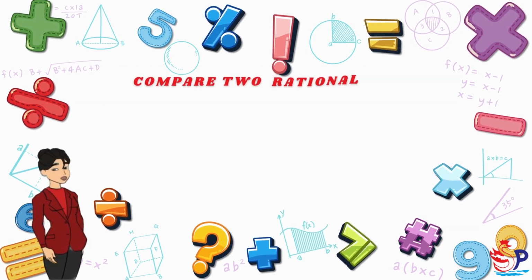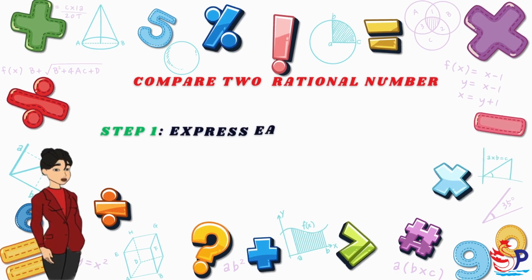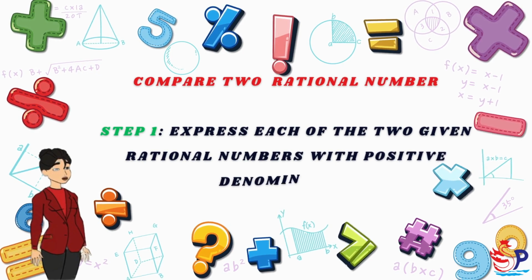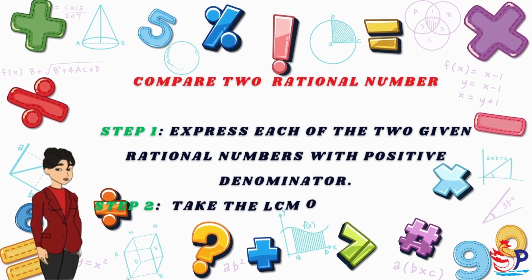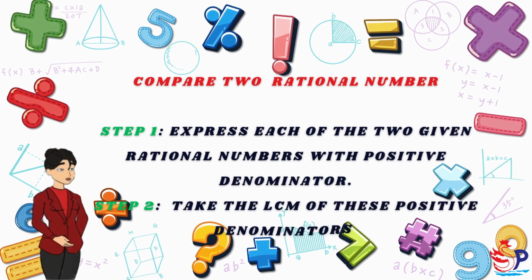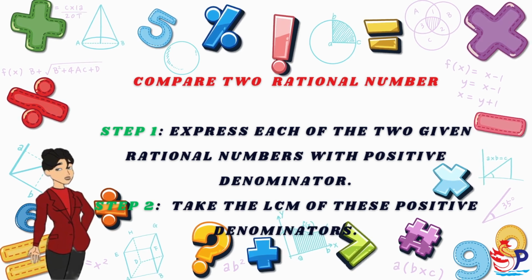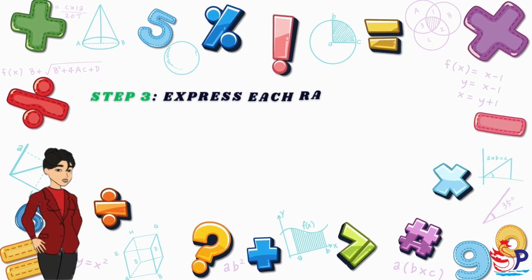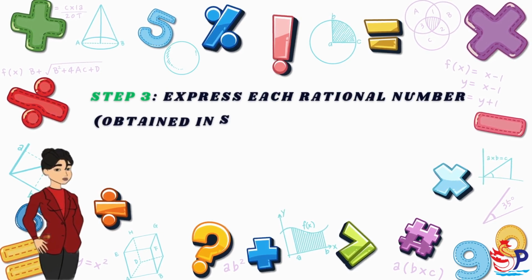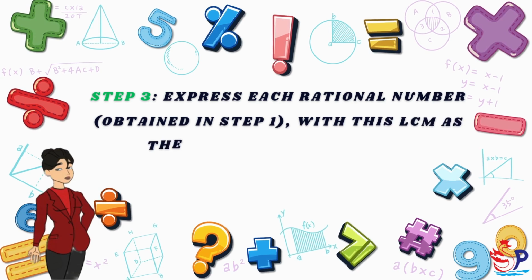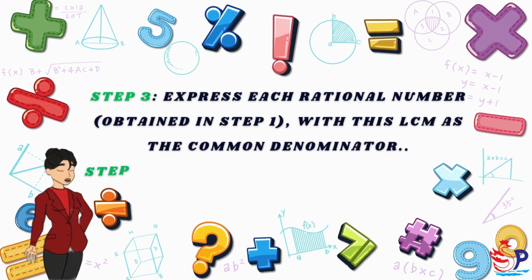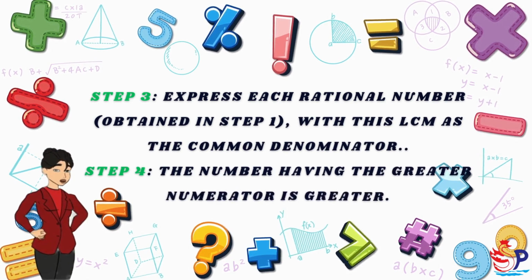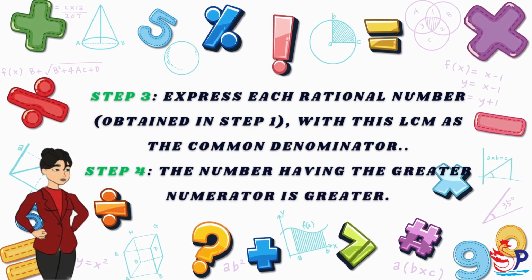Comparing two rational numbers. Step 1. Express each of the two given rational numbers with a positive denominator. Step 2. Take the LCM of these positive denominators. Step 3. Express each rational number obtained in step 1 with this LCM as the common denominator. Step 4. The number having the greater numerator is greater.